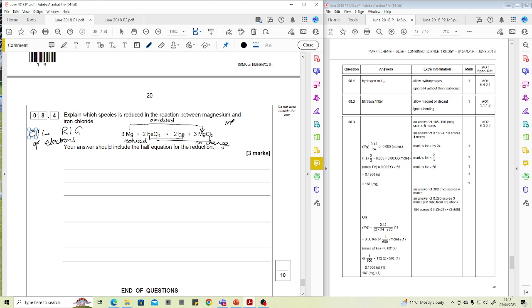So oxidation is loss of electrons to form positive ions, right? Okay, so iron was, hang on a minute, yeah, iron was reduced. Okay, it gained electrons. Now we need to work out how many.